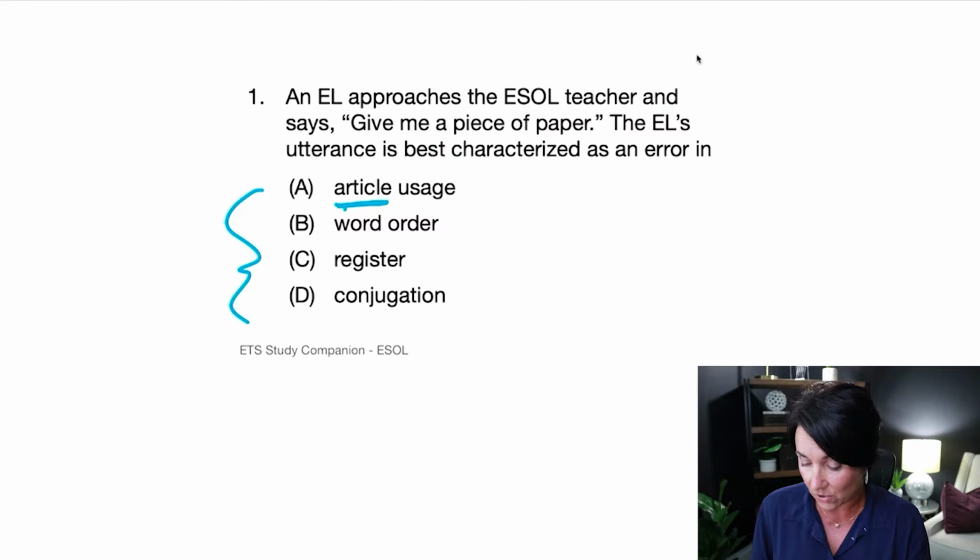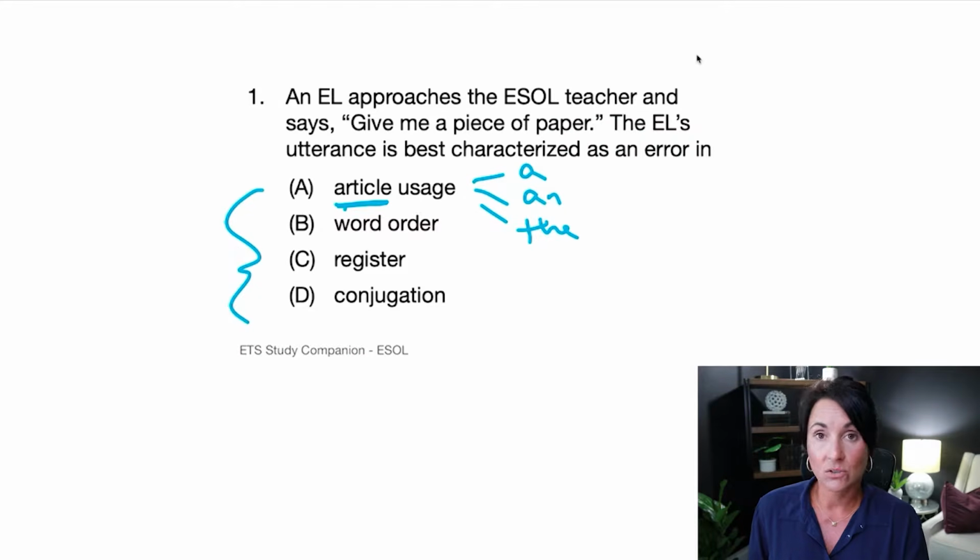So in this case, let's take a look at A and get rid of it here. Article usage. Well, what are articles? Articles are a, an, and the. And it looks like it's used correctly here. Give me a piece of paper. The article in the sentence is used correctly, so I can cross that off. Then we have word order here. Well, the words are in the proper order. I mean, the sentence makes sense just the way it is. So I'm going to cross that off.